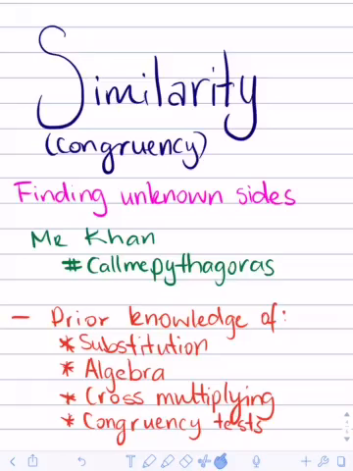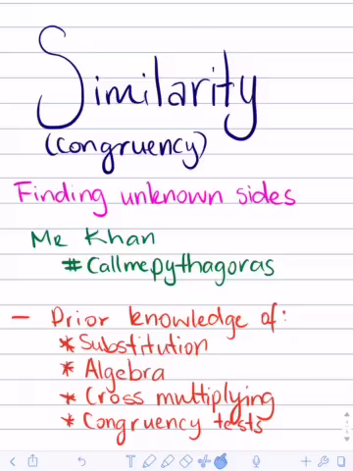Hey guys, so today we're going to be dealing with similarity, also known as congruency, to find unknown sides of shapes. There is a bit of prior knowledge that's required in order to do this. You do need to know the congruency tests. So if you don't know the congruency tests, please go look at a previous video, cross multiplying, algebra, and substitution.